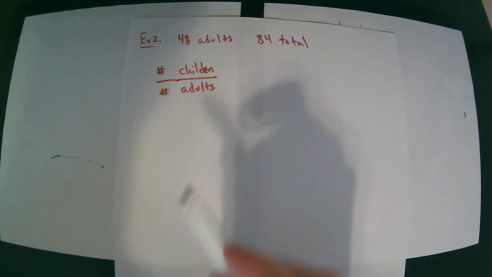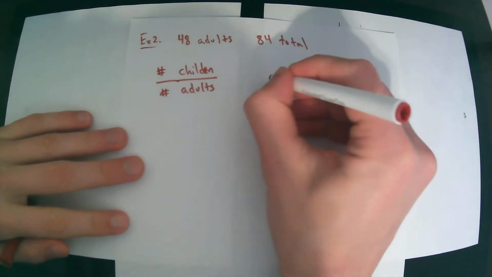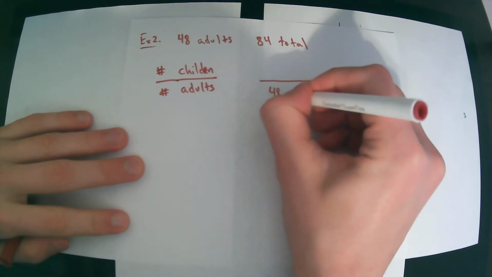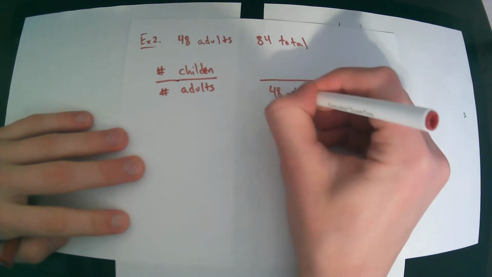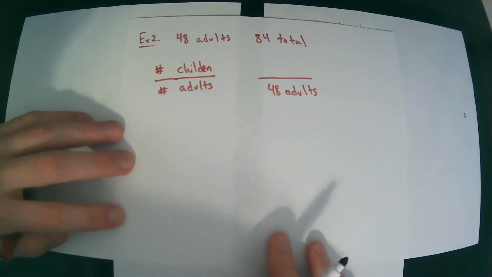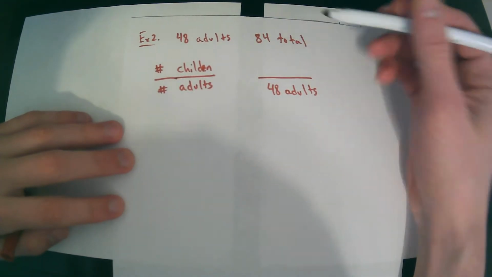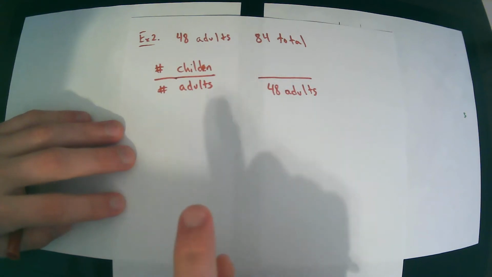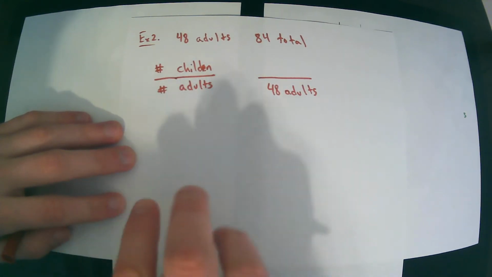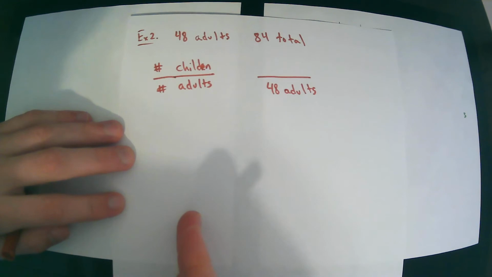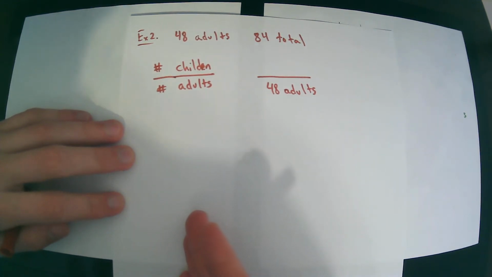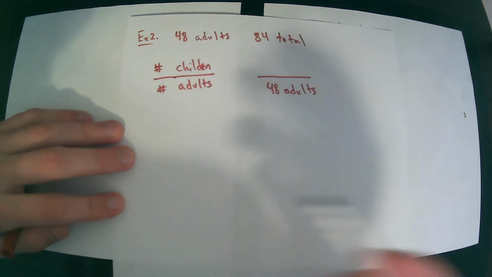Okay, so we've got to make some assumptions here. We don't know what the number of children is, right? We know that the number of adults is going to be 48, so there are 48 adults. But how do we know how many children there are? Well, we have to assume that of the 84 people that are there, there are only two categories. There's only going to be adults and children. So we're assuming there's a strict cutoff. There's no other age group like babies or teenagers or seniors. Everyone's either an adult or a child.